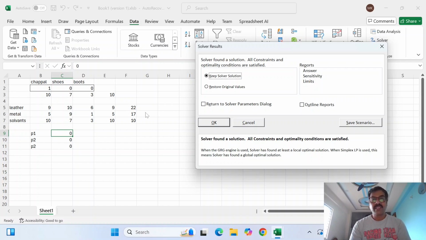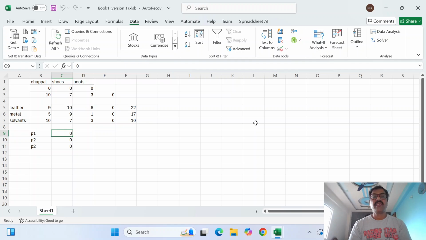But that is not the expected solution. I want to produce shoes as well as boots, 7 units of shoes and 3 units of boots. That is my expectation. For the Solver, the solution always depends on the way we input the data. If you change the data, our solution also changes. This is what is called sensitivity analysis, which I'm going to talk about in my next video.